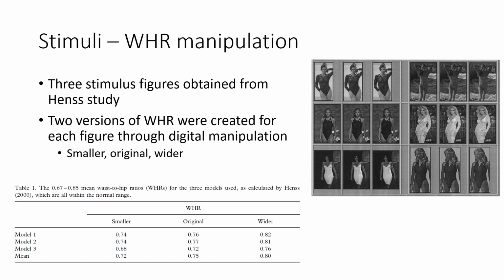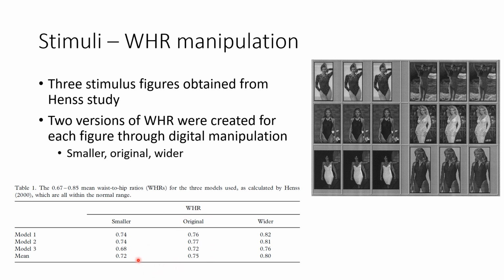And here are the different models that they used. So three different models and what the actual waist to hip ratio measurements would be. So here is the original measurement. And again, remember that the average or the normal range is considered to be on average about 0.67 to 0.85. The original measurements being here.